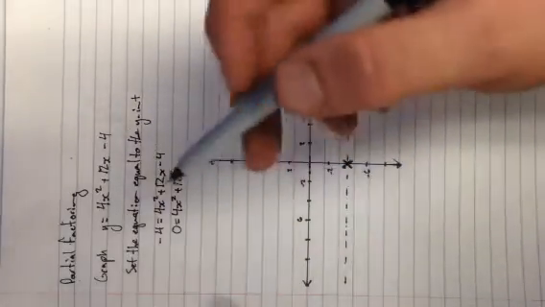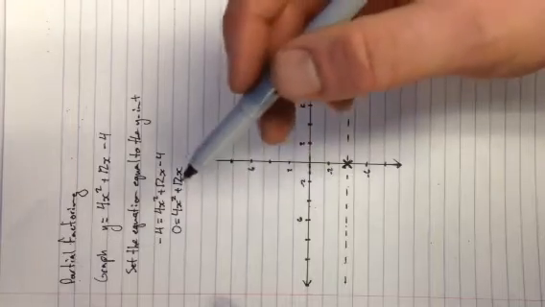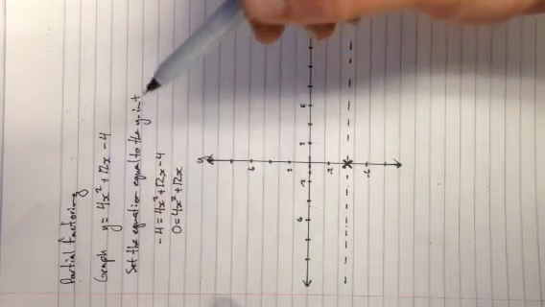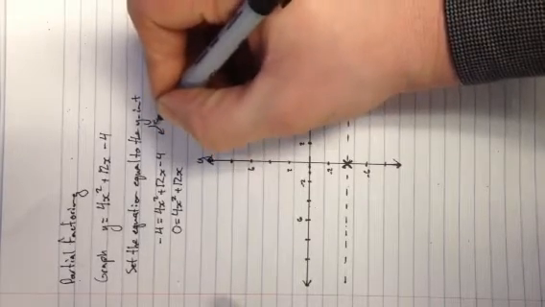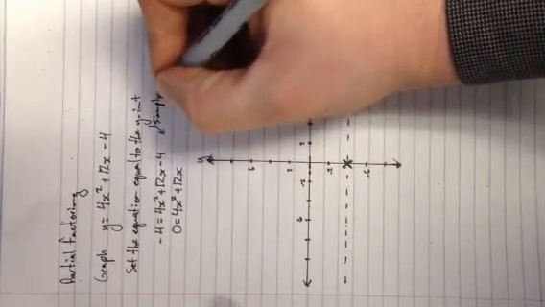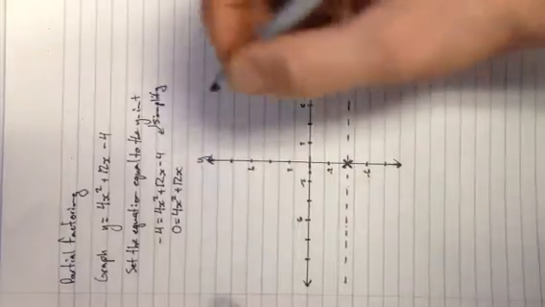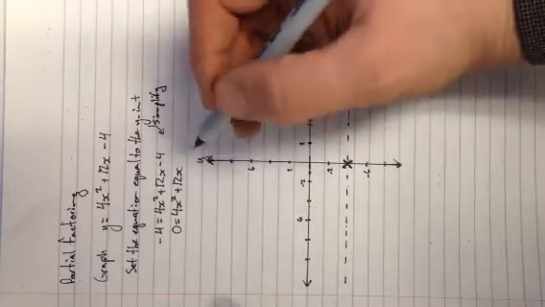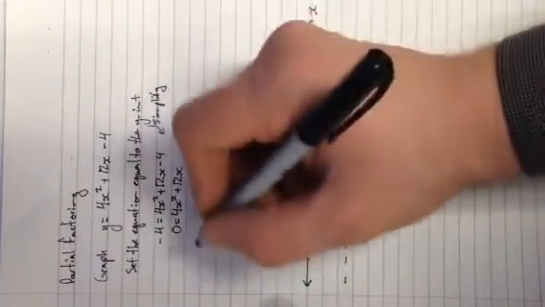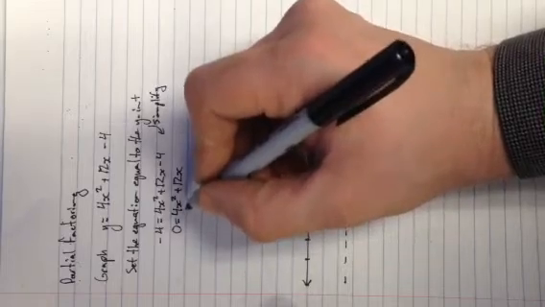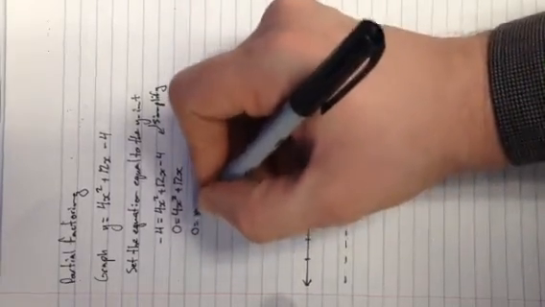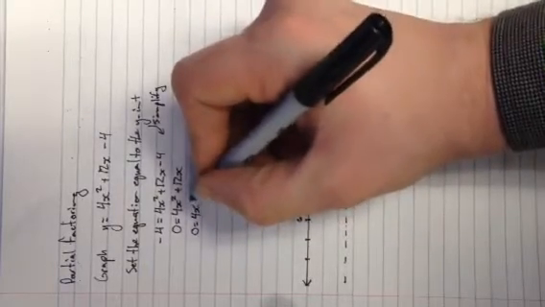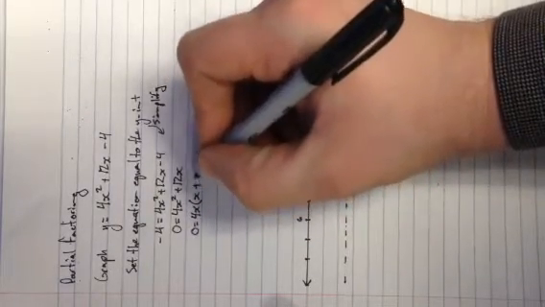And now what we do is we common factor. So the first step was to set the equation equal to the y-intercept. In the next step, we simplified, and then we simplified further, and now we're going to common factor this. When I common factor, I see that I've got a 4 and an x that are common to both terms. So this will be 0 equals 4x times x plus 3.